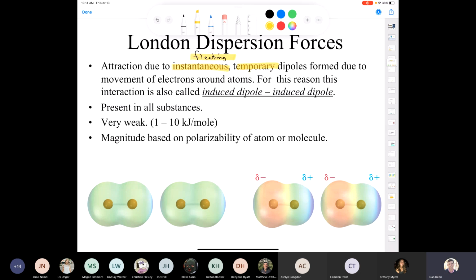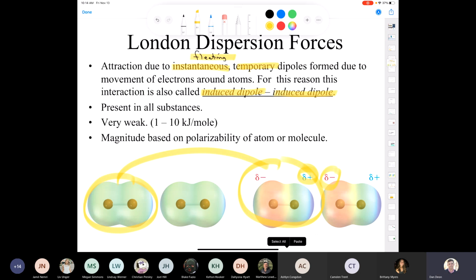Right? Because if all of a sudden this molecule gets a dipole just by random, what's it going to do? It's going to cause a dipole in the other molecule. If you get a delta plus here, it's going to attract all the electrons from the neighboring molecule towards it. That's what induced means, right? It's forcing it to have a dipole present in everything, and it's the weakest of the intermolecular forces, all the way down to 1 kilojoule per mole.